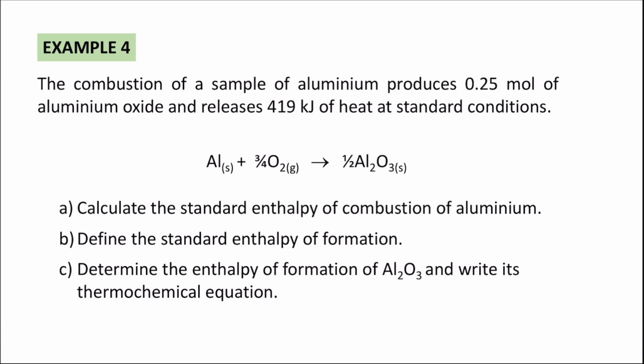Next example, I have the combustion of sample of aluminium which produce 0.001 mole of aluminium oxide. So sini kita ada 0.25 mole dan dia release 419 kilojoule of heat dekat sini. So bila release kita letak negative sign. And then soalan minta awak calculate standard enthalpy of combustion for aluminium untuk this one. And then define standard enthalpy of formation dan determine enthalpy of formation for my product and write its thermochemical equation. Let's go one by one.